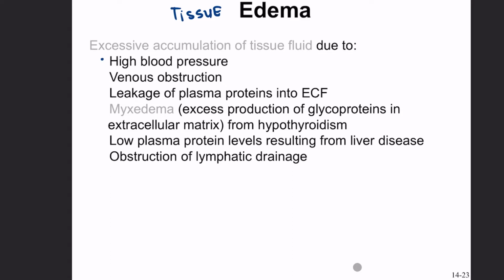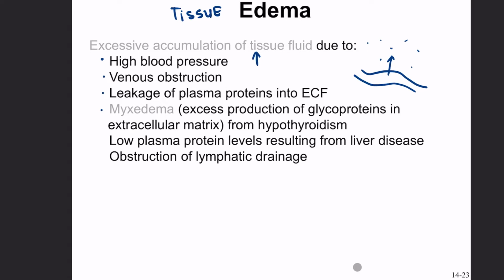High blood pressure, right? And that means that net filtration pressure will be really high. Venous obstruction, again, that would decrease the amount of absorption back into the capillaries. Leakage of plasma proteins into the extracellular fluid. If there were more plasma proteins out here in the extracellular fluid, then the colloid osmotic pressure is going to favor going out.